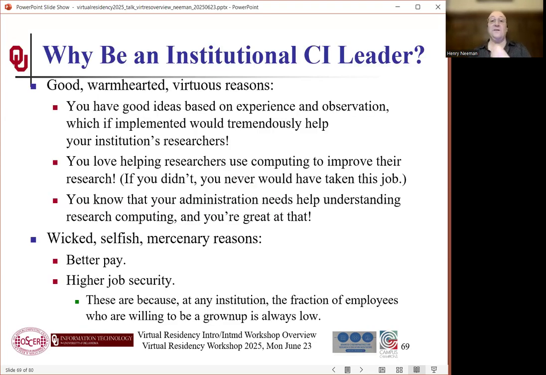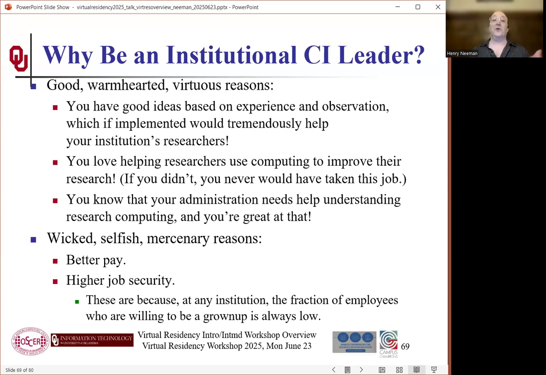We want you to be an institutional cyber infrastructure leader, and there are both good, warm-hearted, virtuous reasons and wicked, selfish, mercenary base reasons. And I personally believe that it is best when you have both the good reasons and the evil reasons. When you have both, then you are on the one hand motivated by whatever level of altruism you have, and on the other hand, you're motivated by whatever level of selfishness you have. And those are both good kinds of motivation.